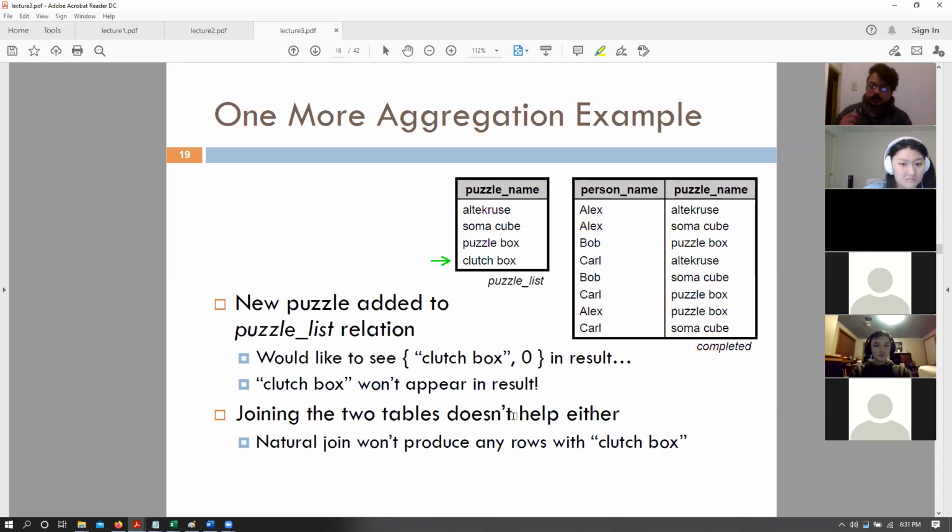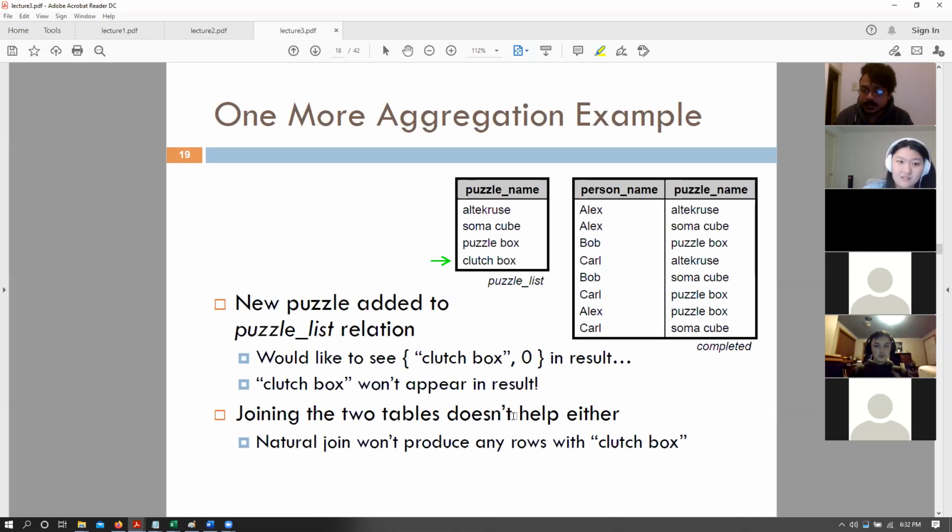Now let's look at a similar example. Let's say that we have a new puzzle called Clutchbox. Clutchbox has not been completed by any of the people. It is a brand new puzzle. If we run this operation, we would like to see that Altecruise is done by 2, Puzzle Box by 3, Soma Cube by 3 or something like that, and Clutchbox is completed by 0 people. We would like to have that result, right? So can someone tell me what we can do to get Clutchbox 0 in my results as well?